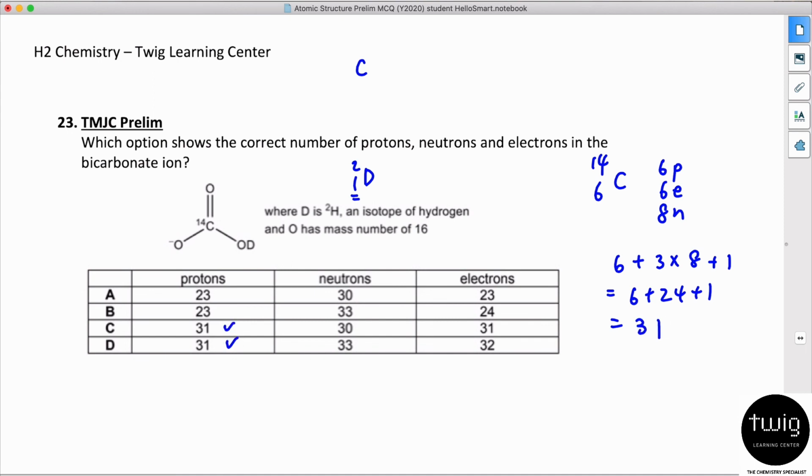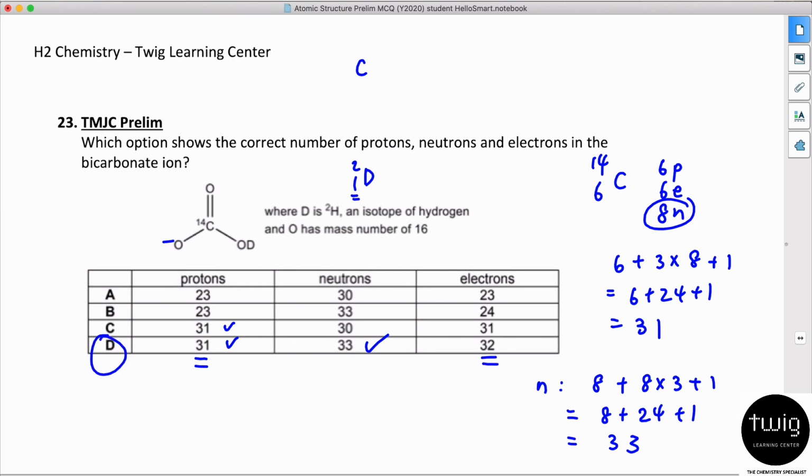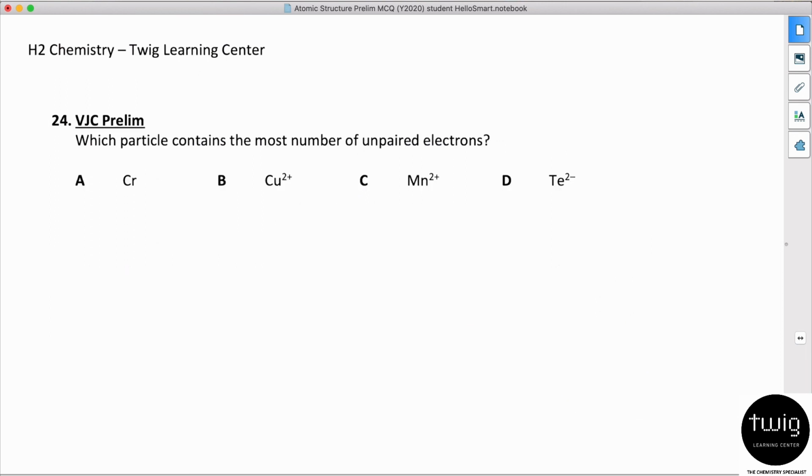If I look at the number of neutrons, let's look at carbon. Carbon has 8 neutrons. Oxygen each has 8 neutrons times 3. Deuterium has 1 neutron. Can you see that? That gives you 8 plus 24 plus 1, which gives you 33. So I think this is the answer. There is a minus charge over here, so if there are 31 protons, there must be 32 electrons because of the minus. So the answer is D. Okay, let's look at question 24.